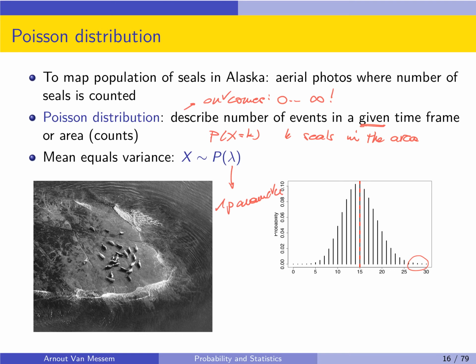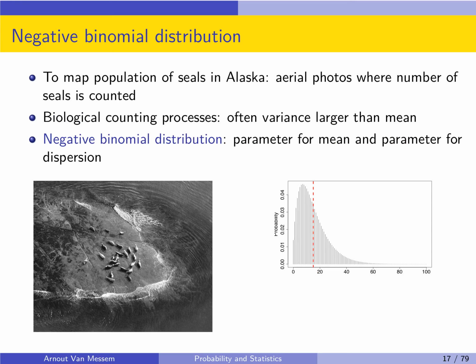Another option might be to think of counting the number of cars at a certain crossroad during one day. So you look at a crossroad, you count the cars and you have a limited time frame. So one day long you count how many cars pass that crossroad. There is a drawback to the Poisson distribution, namely that it has only one parameter for both the mean and the variance at the same time.